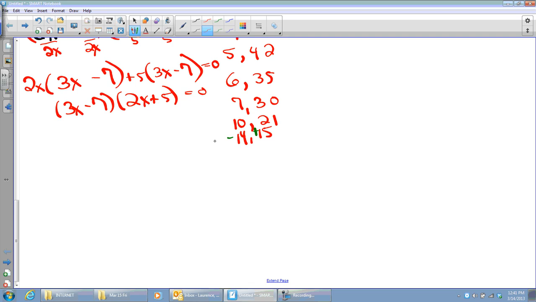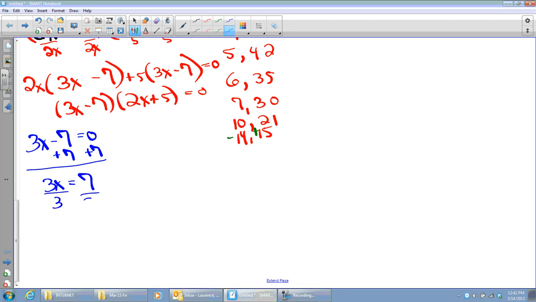So I'll take each quantity, set it equal to 0. So I'll take 3x minus 7, set it equal to 0. Add 7 to each side. 3x equals 7. Divide by 3, divide by 3. X is going to equal 7/3. That's one of the zeros. Or you could have set it as 2 1/3.